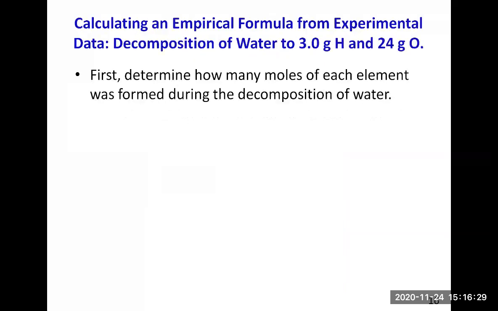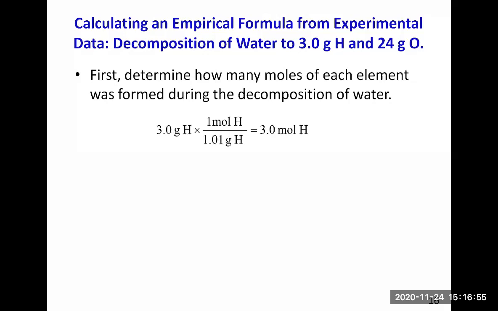So let's go through this example that we started with: the decomposition of water that gives 3 grams of hydrogen and 24 grams of oxygen. So we have our masses. We need to determine now how many moles of each element was formed during the decomposition of water. So we take the masses that are given and we use the molar mass to convert that to moles.